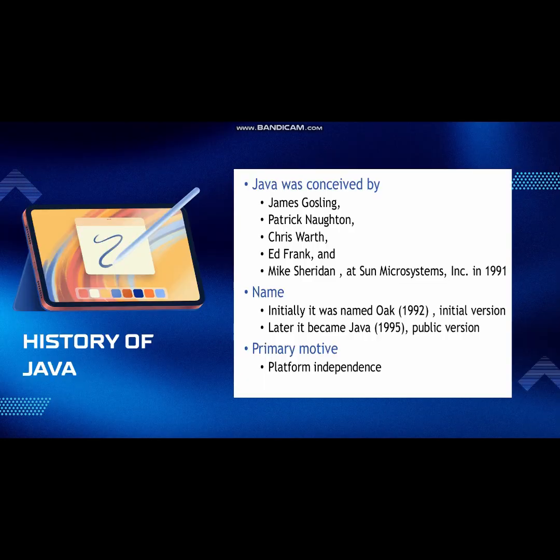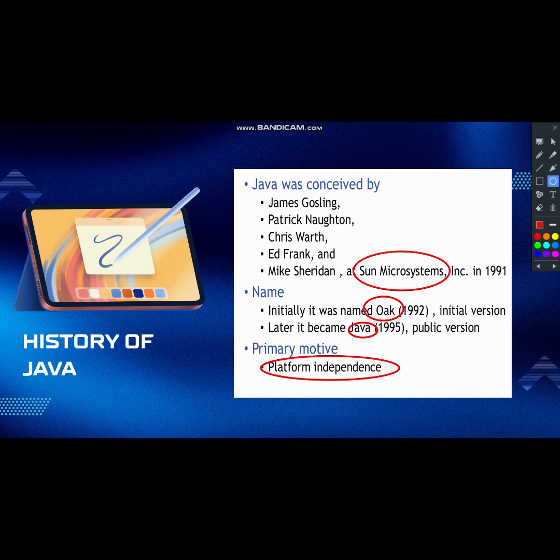So here is the brief history of Java. Being a Java enthusiast, you should all know this. Java was conceived by James Gosling and other big names which you are seeing here. Java was developed at Sun Microsystems, a very old software company, in 1991. Initially, the first name of Java was Oak and then it became Java in 1995. And as I have already discussed, one of the primary features of Java is that it is a platform independent language, which means that you have to compile it only once and then you can run it on any device. Okay, let's move forward.